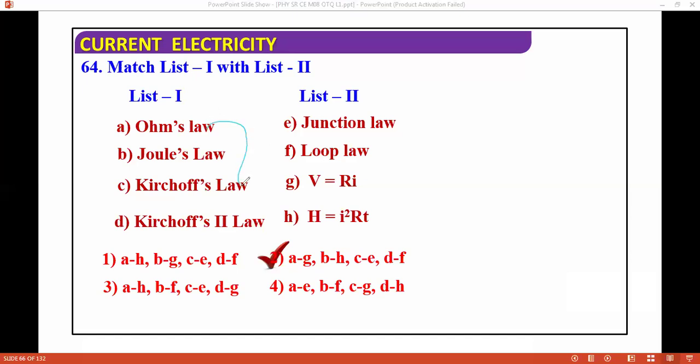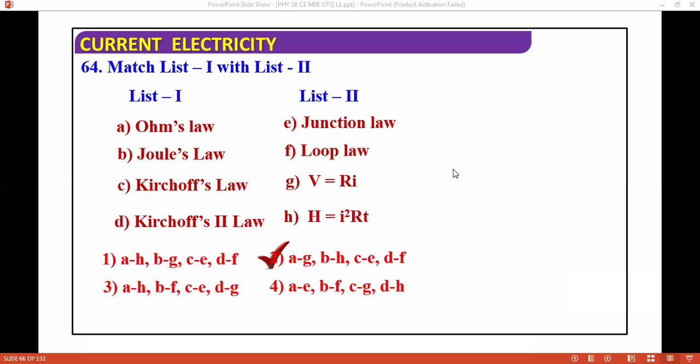Ohm's law is V equals IR and Joule's law is I squared RT. And Kirchhoff's law is what? Junction's law. Then what about Kirchhoff's second law? Kirchhoff's second law is all about the loop law. So we're moving to the next questions, next concepts.